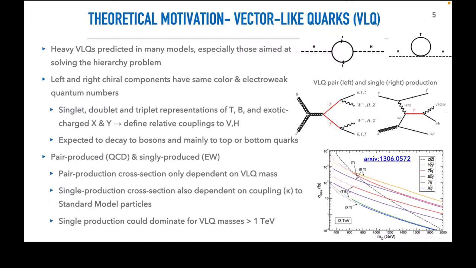There are different representations, singlet, doublet, and triplet, which basically define a relative coupling to the standard model boson, which is then this branching ratio. They're expected to decay to bosons and mainly to top or bottom quarks. Here you have the decay on this Feynman diagram on the right-hand side. They can be pair-produced and singly produced.